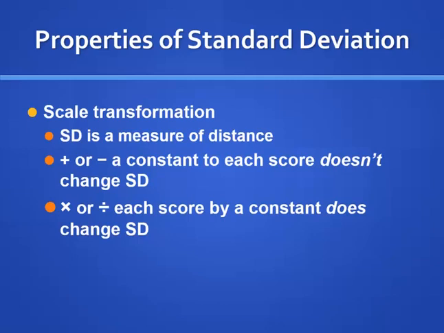Because remember, we learned that adding a constant to every score would change the mean and the median by that exact value. So if we added 5 to every single score, both the mean and the median would increase exactly by 5. Remember here, standard deviation is a measure of distance. So if we add a constant to each score, it's not going to change the standard deviation, because it doesn't change the distance between scores.